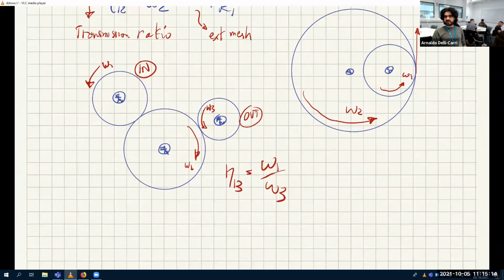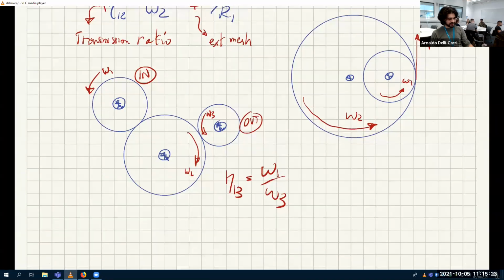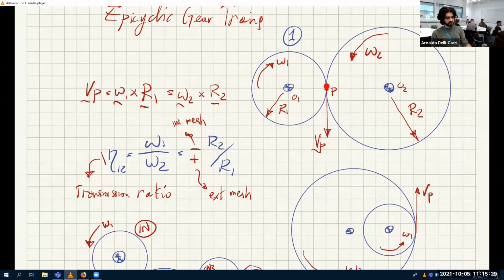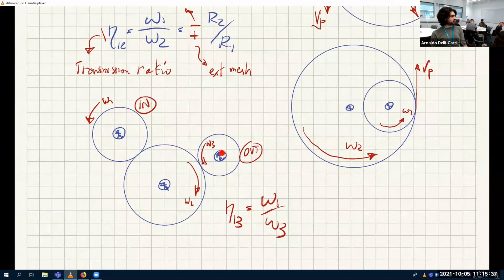Okay, how do I do this? The problem is, look at this. These gears don't mesh. Omega-1 and omega-3 don't mesh. So I can't say it's this, because this relationship is true only if they are in contact, because we are making use of this VP. All right? Agreed? In this case, they have no point in common, but they share something via omega-2.